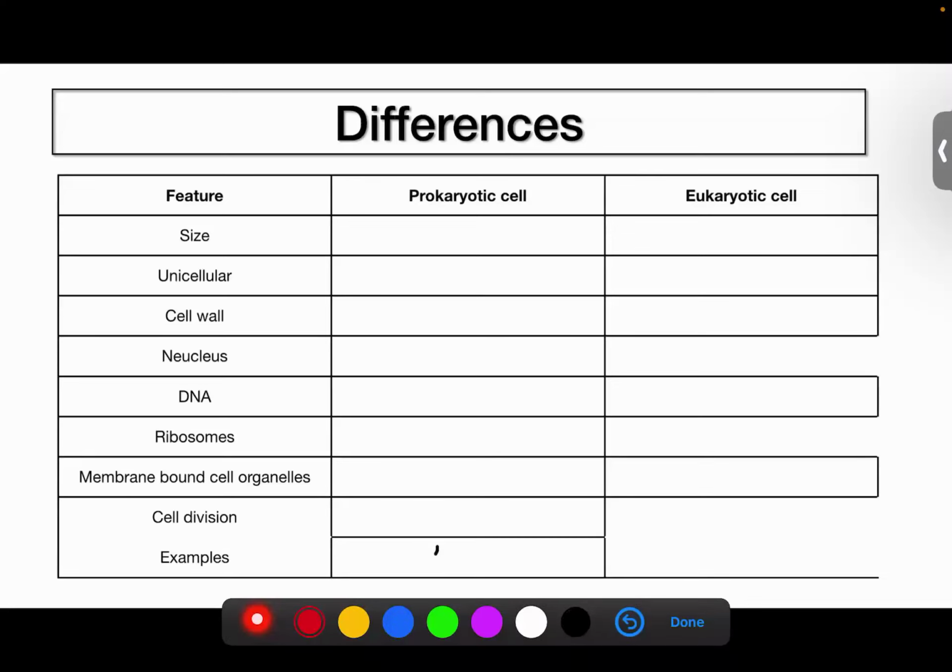The first thing we compare between the prokaryotic and eukaryotic cells is their size. Prokaryotic cells have a diameter from 1 micrometer to generally 3 micrometer, whereas the eukaryotic cells have a range of sizes. Animal cells have a diameter up to 20 micrometer, whereas the plant cells have diameter up to 40 micrometer.